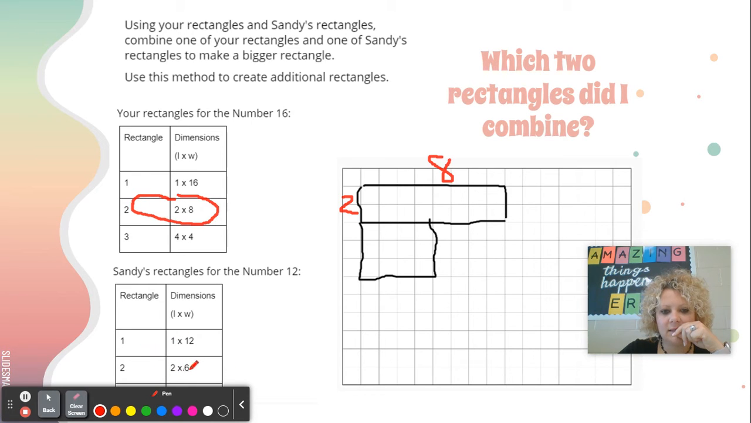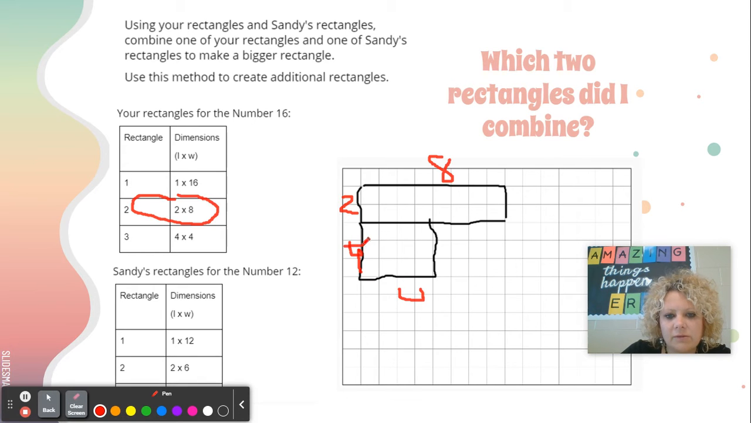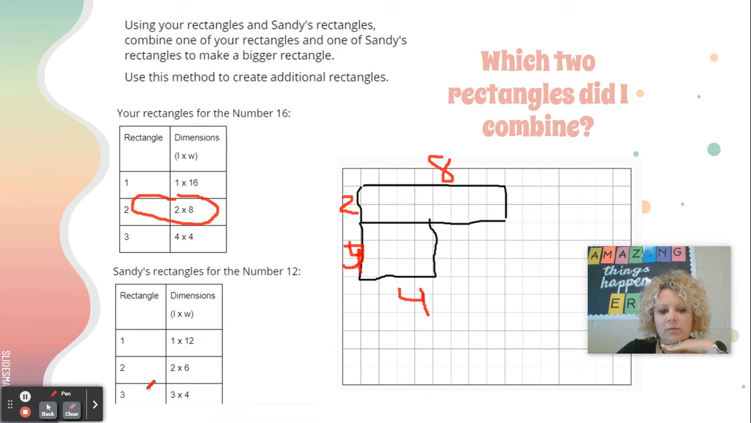And then I did another one. I think I did 4 and 4. 1, 2, 3, 4 by 4. No, yes. Which one did I do? Hang on, let me move this over. No, I did 3 by 4. I'm sorry. So I did 3 by 4. So this is a 3 and this is a 4. Okay, so what I did is I combined the 2 and the 8 and then the 3 and the 4. So this one and then the one right here at the bottom. I combined those 2 together.